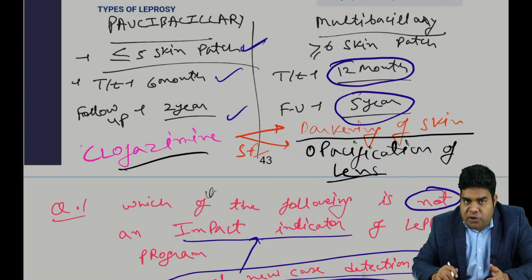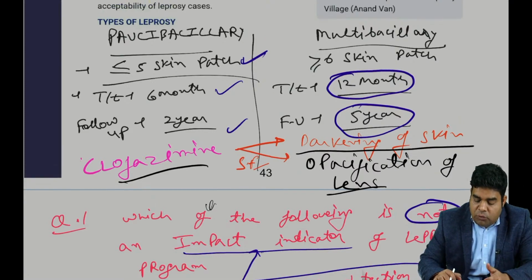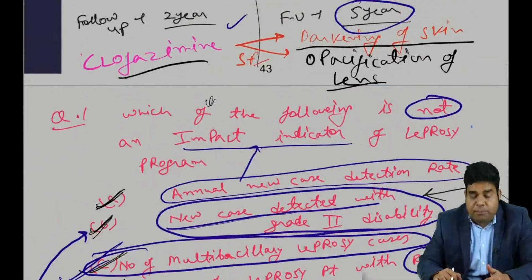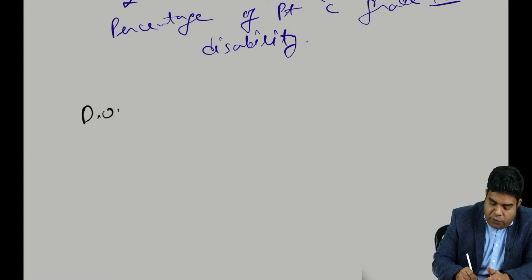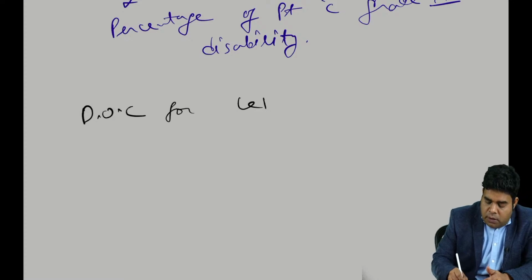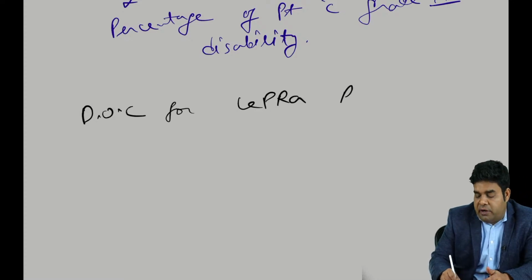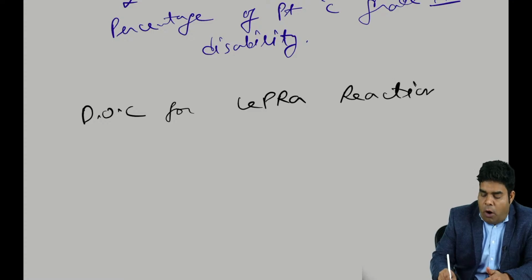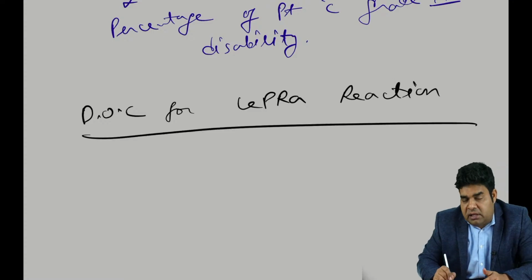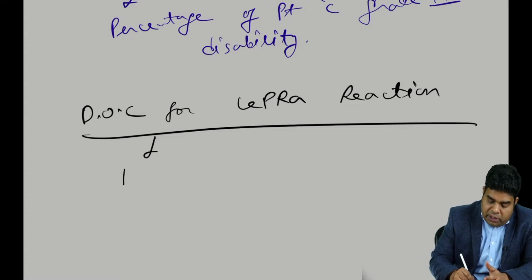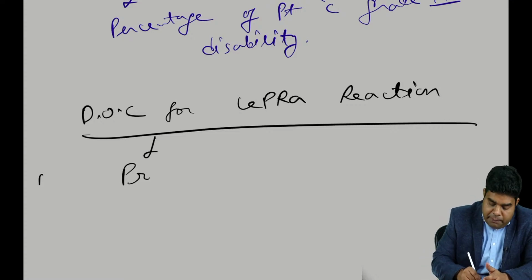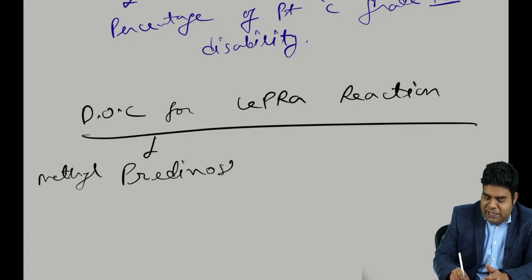Second, one more extra question they can ask from here is that what is the drug of choice for lepra reaction? What is the drug of choice for lepra reaction? And when you are treating lepra reaction, will you stop giving multibacillary therapy or will you continue giving therapy of leprosy? So the drug of choice is methylprednisolone. And try to guess it. Will you stop leprosy treatment or not?